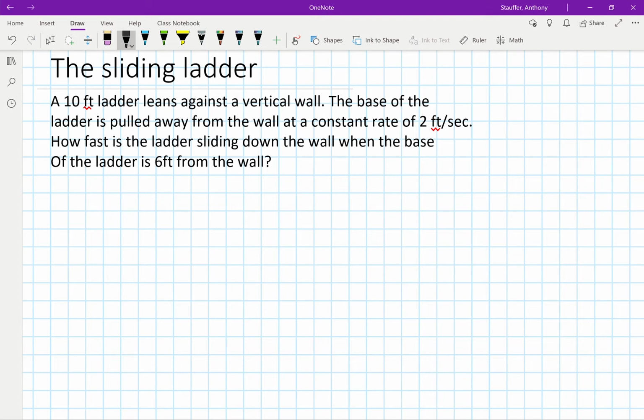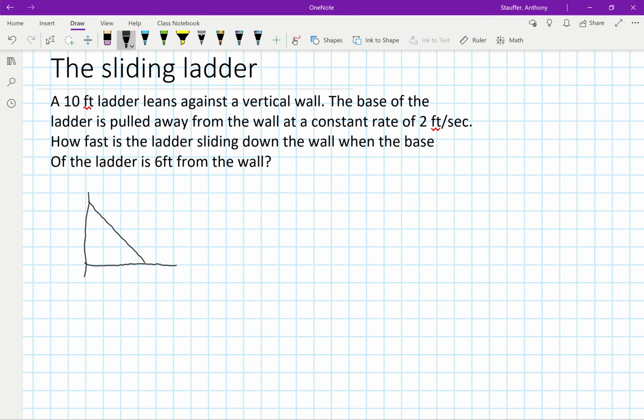So we have a 10-foot ladder that leans against a vertical wall. The base of the ladder is pulled away from the wall at a constant rate of 2 feet per second. How fast is the ladder sliding down the wall when the base of the ladder is 6 feet from the wall? The first thing that I'm going to do, as I do in most related rates problems, is draw a diagram. Now my hands, I am drawing terrible diagrams this morning.